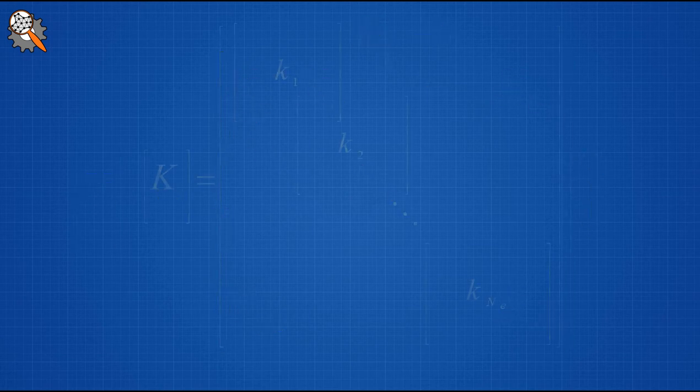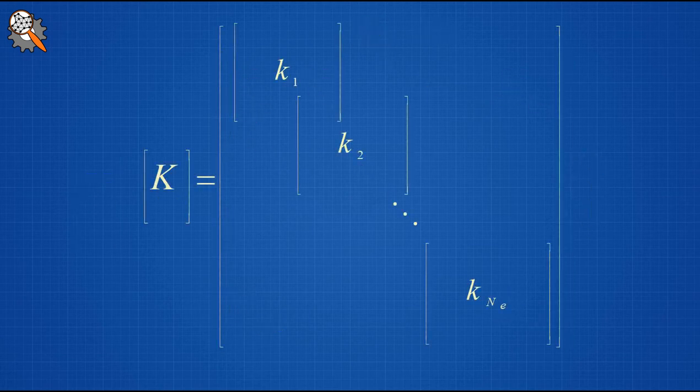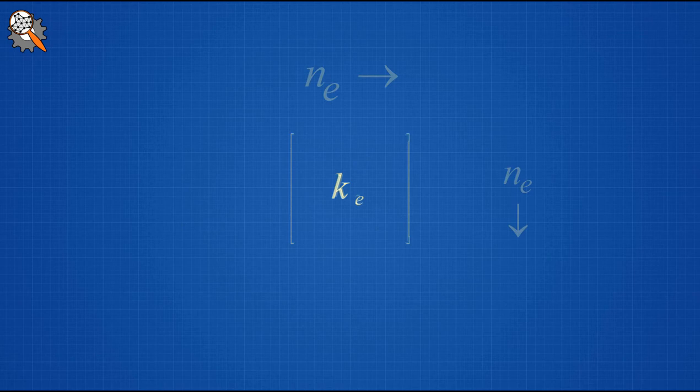The total matrix is assembled from the elementary stiffness matrices. Their number is equal to the number of the elements. The dimension in each direction of the elementary stiffness matrix is equal to the number of degrees of freedom of the element which it represents, which means Ne times Ne.